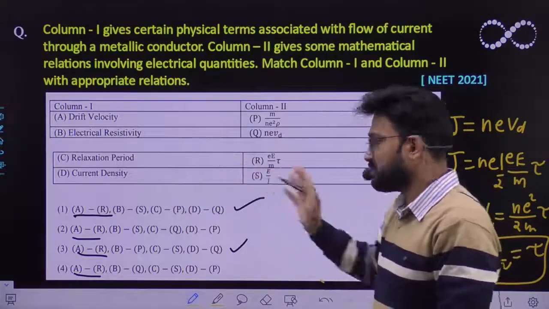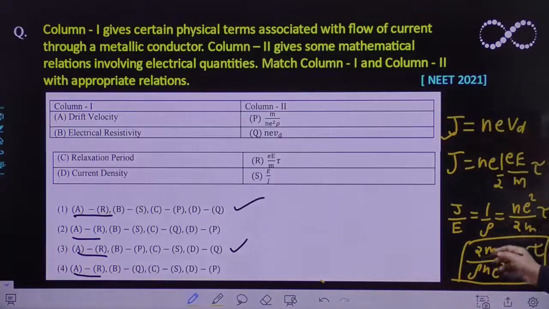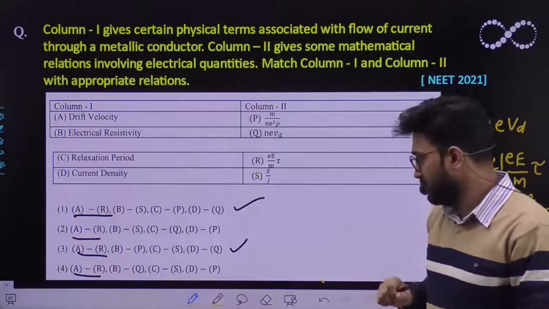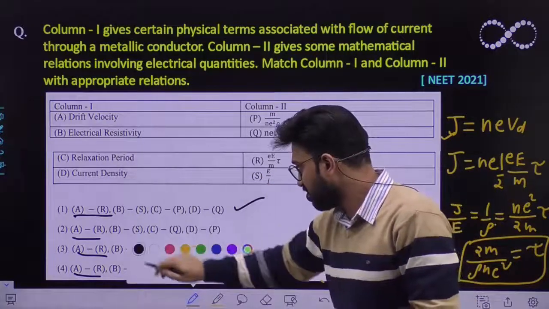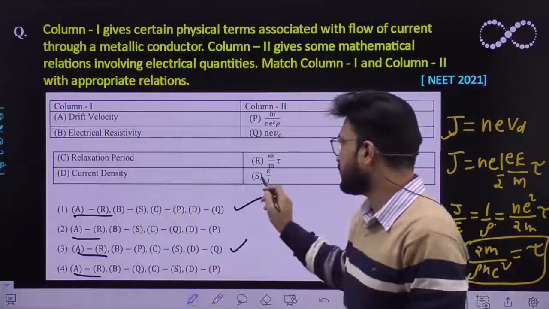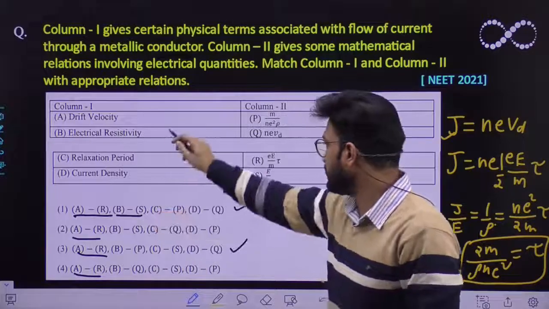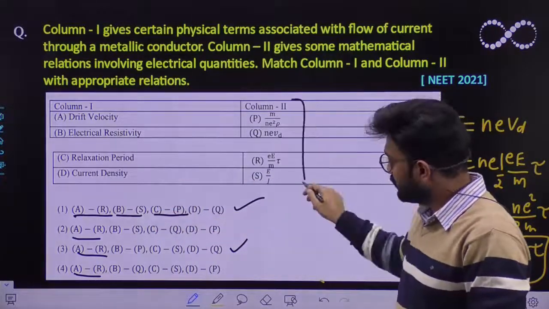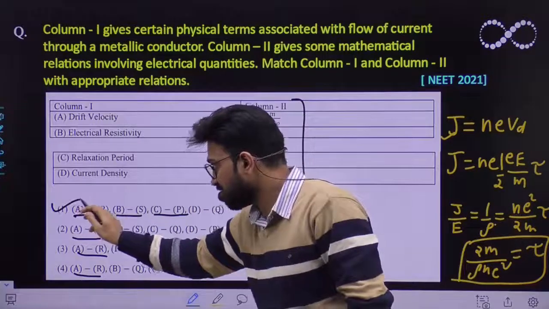Electrical resistivity is nothing but, we know that conductivity is J by E, so electrical resistivity would be E by J. So that means B must be related to S. So finally we have got the answer: B is related to S, and C is related to P. So the first option is the correct option that we have got.